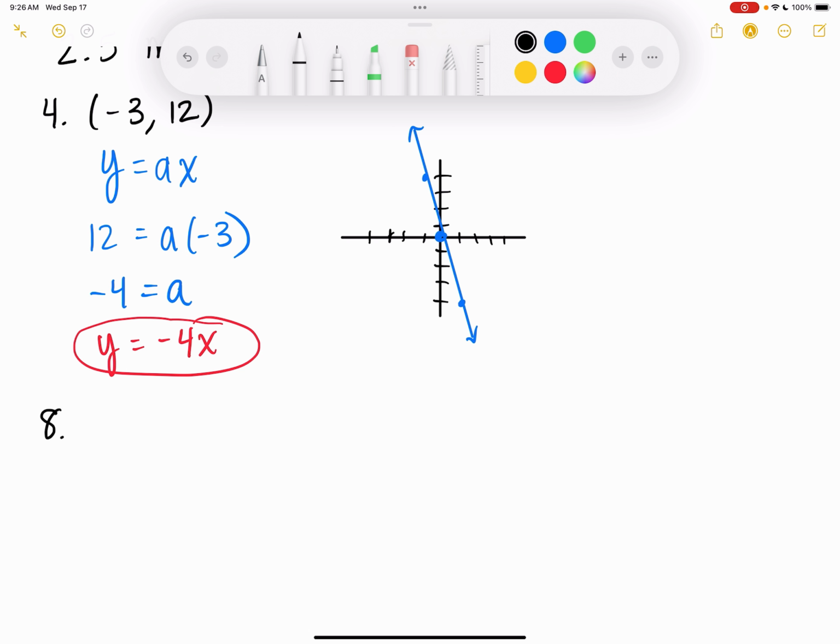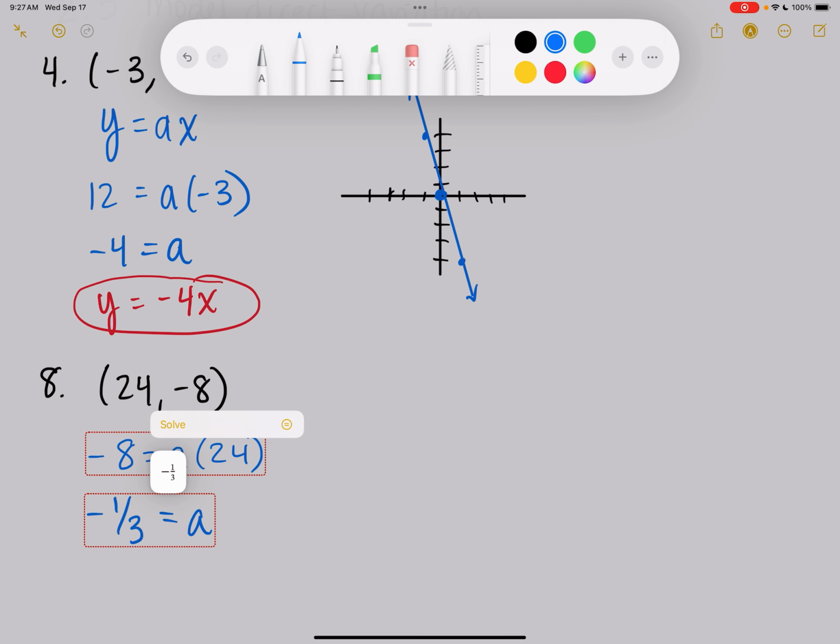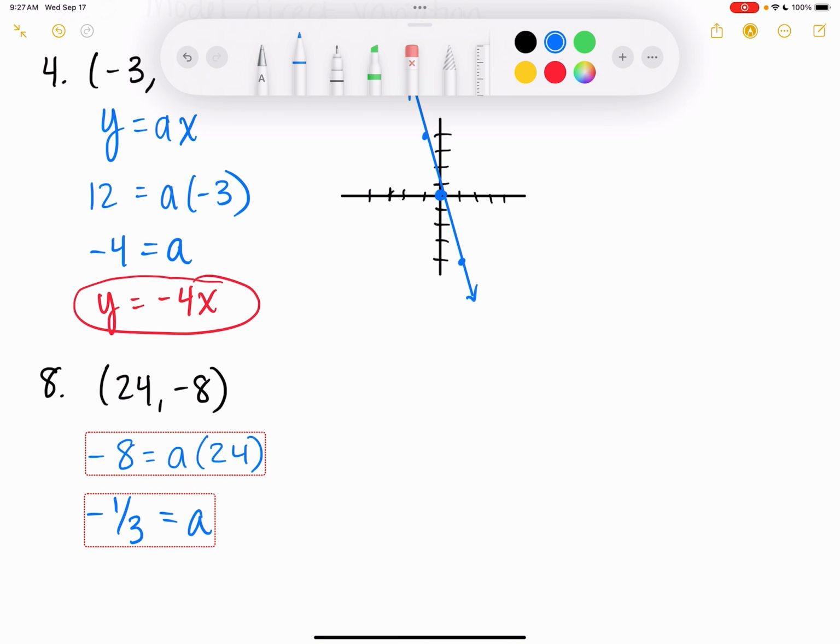The point 24, -8. So I don't write y equals ax every time. I usually just plug the numbers in once you're used to the formula. So -8 equals a times 24. Divide by 24, so -1/3 equals a. So my equation is y equals -1/3 x.